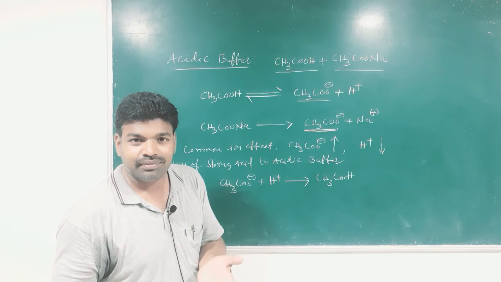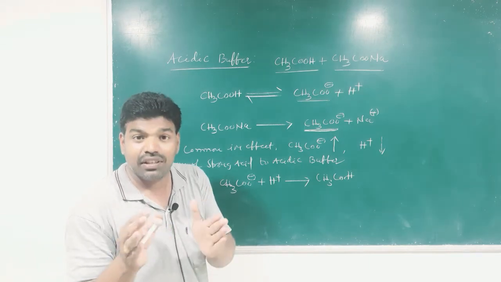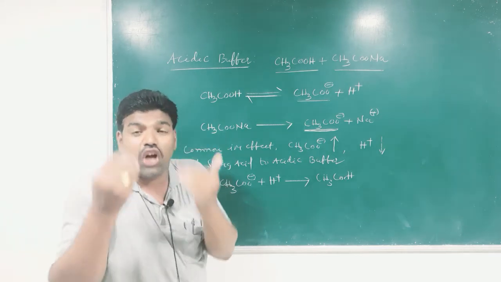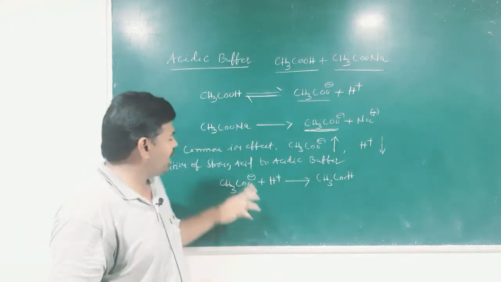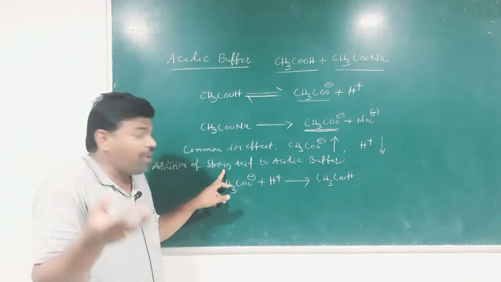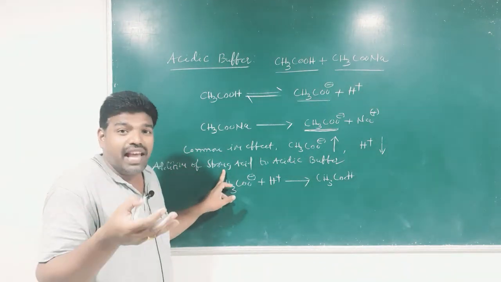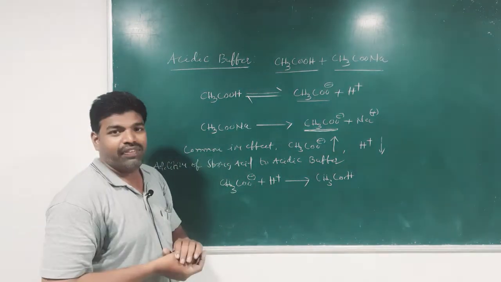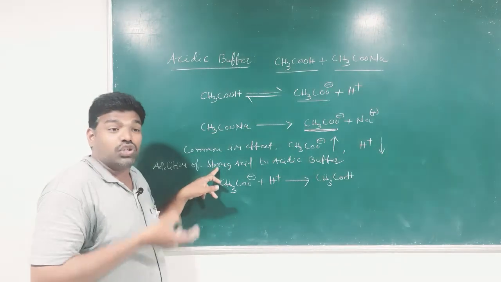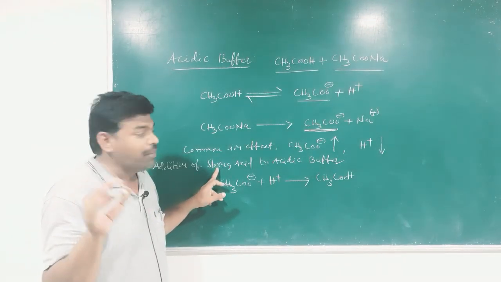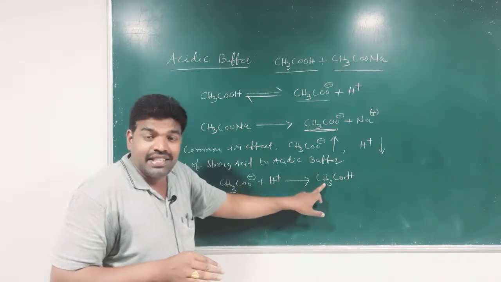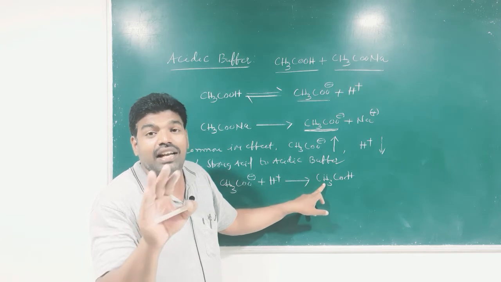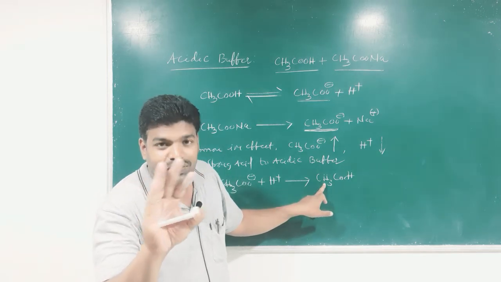A buffer is a person or a thing which reduces the shock. Here the shock is in the form of strong acid that we are adding to the acidic buffer. This is a shock, but the shock is optimized by the formation of weakly ionized acetic acid. The formation of weakly ionized acetic acid does not alter the pH effectively.